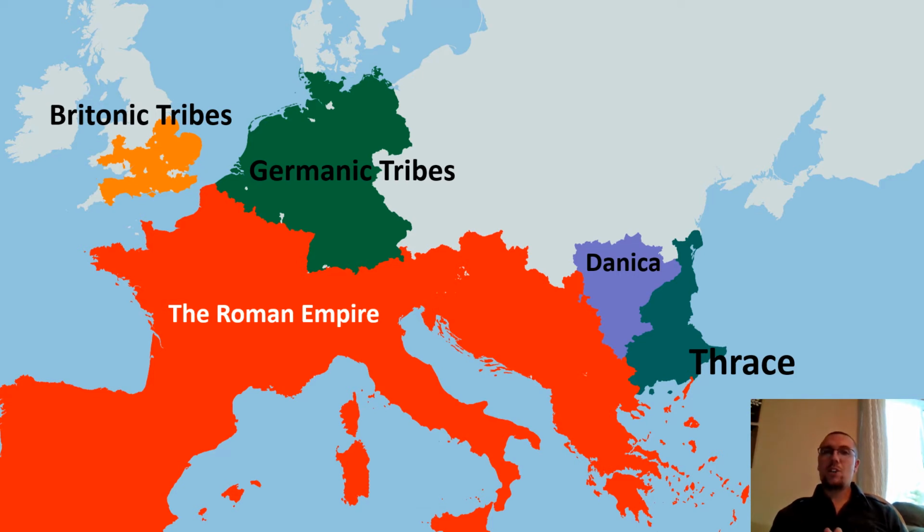The Roman Empire is by far the dominant power in the area. In what is today Great Britain or the United Kingdom, we have a group of ununited or disunited Brittonic tribes. In what is today Germany, we have the same situation, but they're Germanic tribes. And to the east, we have a few nations as well called Thrace and Dacia.